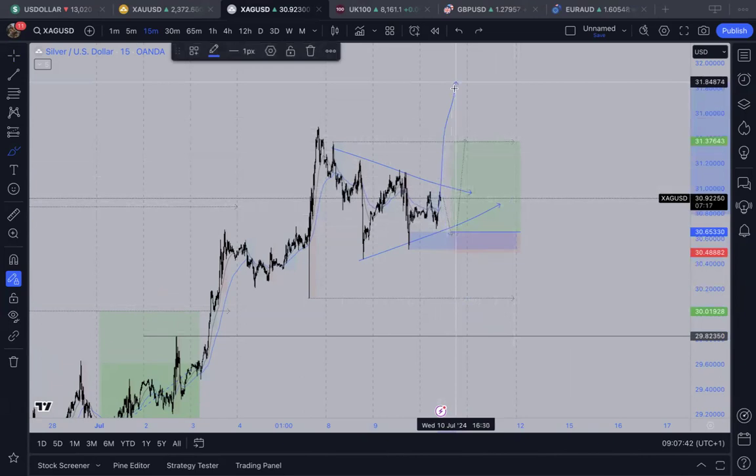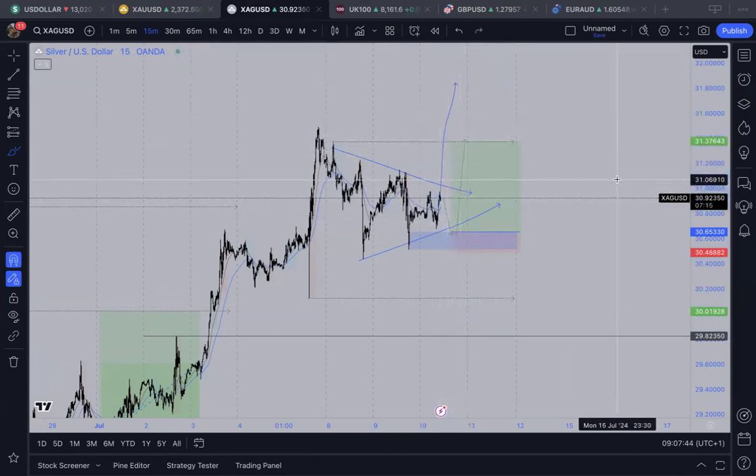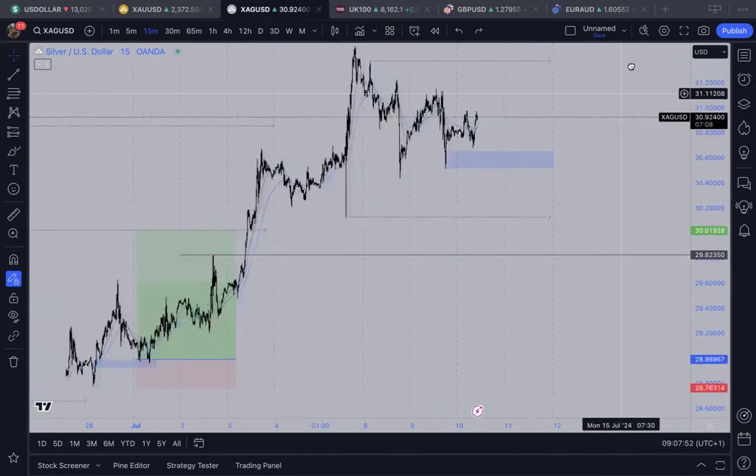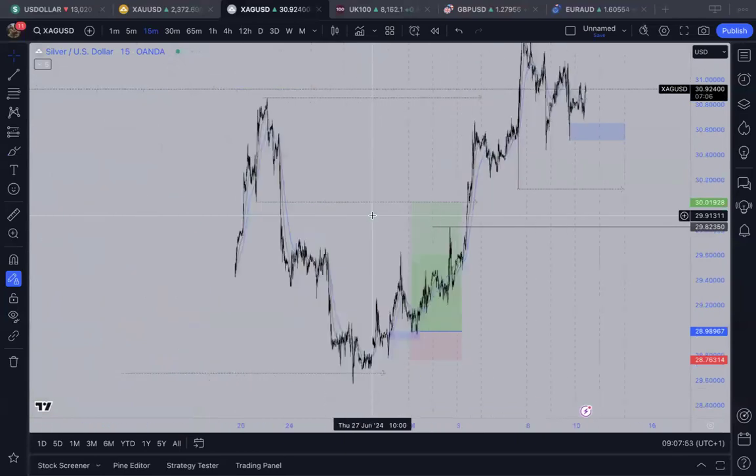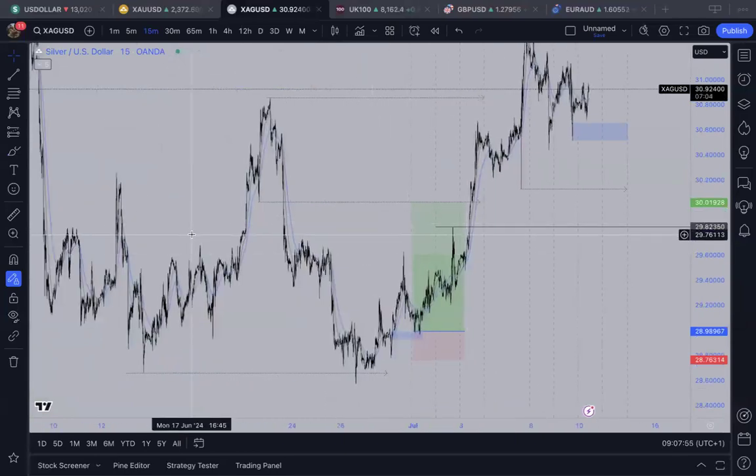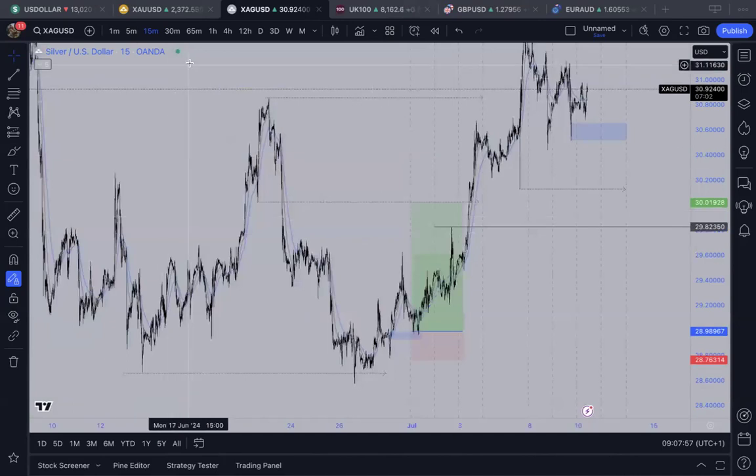Or if we do actually start running, then we can just look for something to trade and then push higher. But silver, personally, I'm just going to wait until we've broken out of this little zone here. But going back onto last week, our breakdowns traded really, really nice.